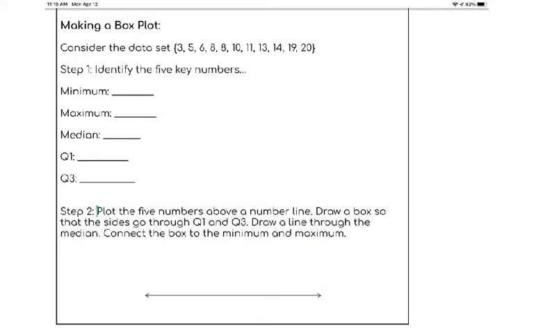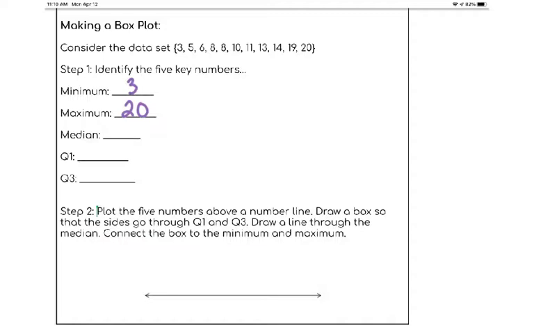Okay, so now let's move on to making a box plot. So in a box plot, there's a few more things that you have to do. You have to identify key numbers because that's what's going to make your box. So you'll need to know these 5 key numbers. Your minimum. So if we're looking at this data set, it's already in order. So we know our minimum is 3. Our maximum is 20.